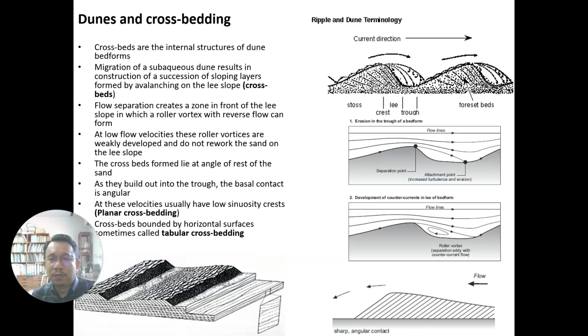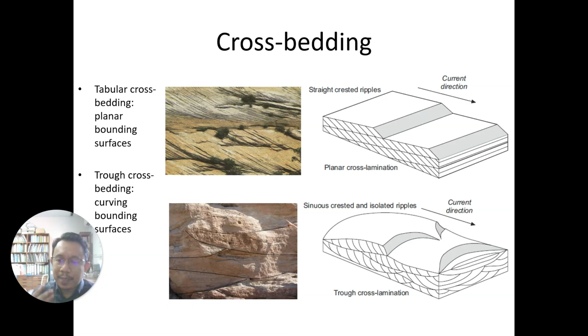Cross bedding is the internal structure of these 3D bed forms that we call dunes. So cross lamination is the internal structure of ripples, and cross bedding is the internal structure of dunes. What are dunes? They are very similar in shape to ripples, but they are just larger. That's the main thing. So you can have a stoss, a lee, and a dune crest and so on, but these are thicker and much larger.